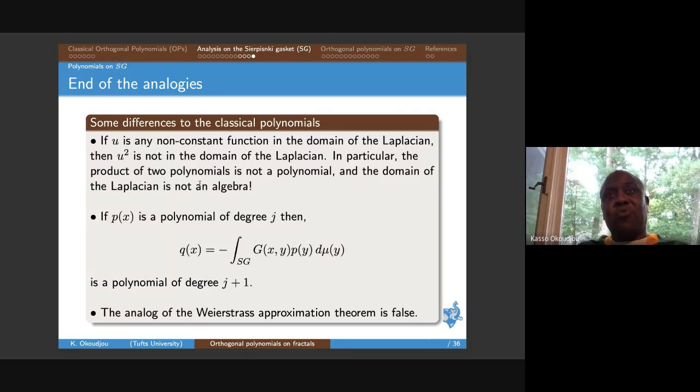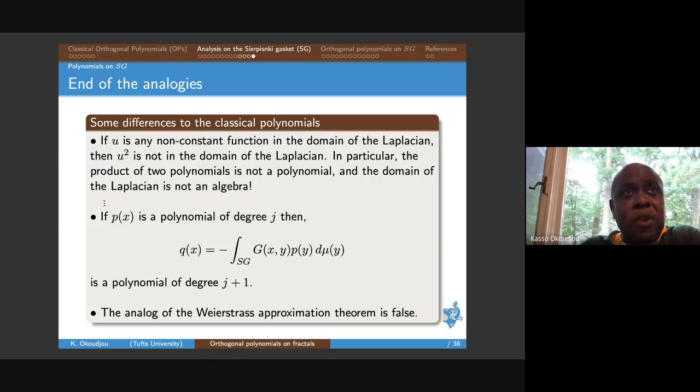So for instance, the Leibniz rule will not apply here. I can show that if you take any non-constant function in the domain of a Laplacian, then the square of that function is not even in the domain of a Laplacian. So there are many things that we are used to in analysis that are no longer true and that are going to create a challenge here. For instance, how do you define x multiplied by p of x? If p is a polynomial of degree n, in the classical case I know that when I multiply by x, I get a polynomial of degree n plus 1. We cannot do this anymore in this particular case.